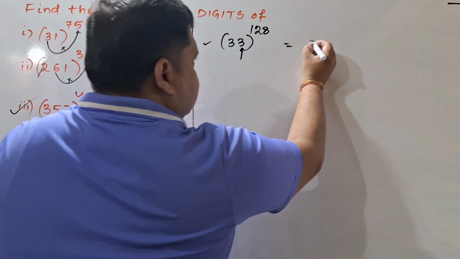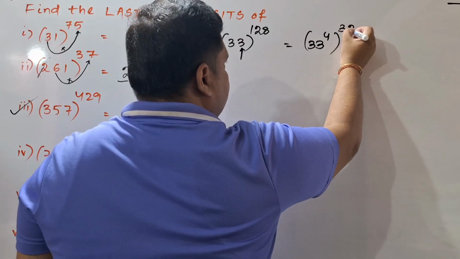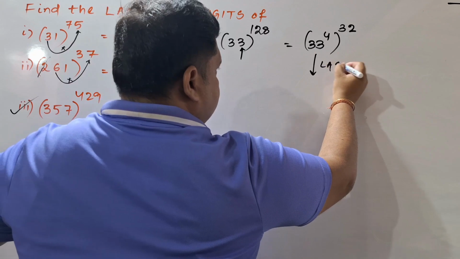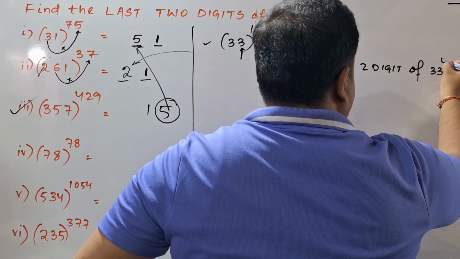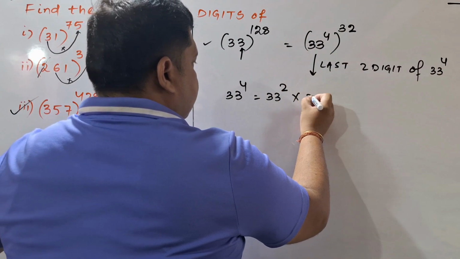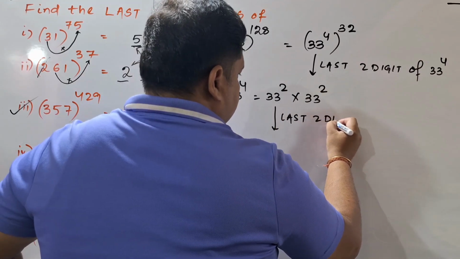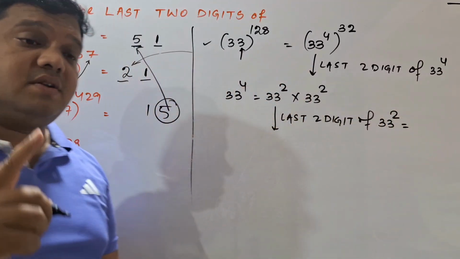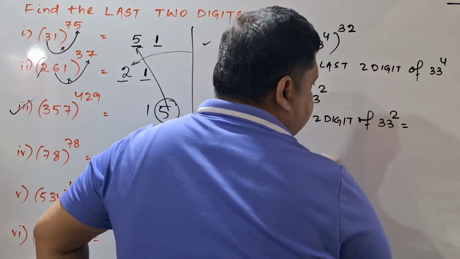So what I do now: 33 to the power 4, divide this number by 4. Already I know this is 32. Now what are the last two digits of this number, the last two digits of 33 to the power 4? Now 33 to the power 4 can be written as 33 square into 33 square. Now what are the last two digits of 33 square? Now 33 is close to what? 0 or 50. Now 50, the gap is how much? 17.